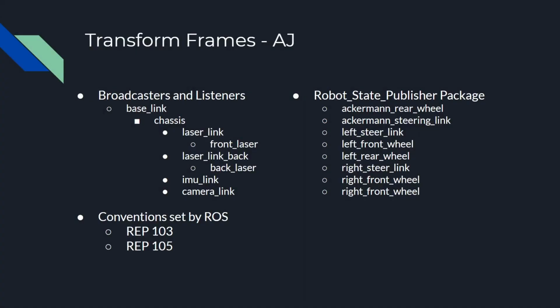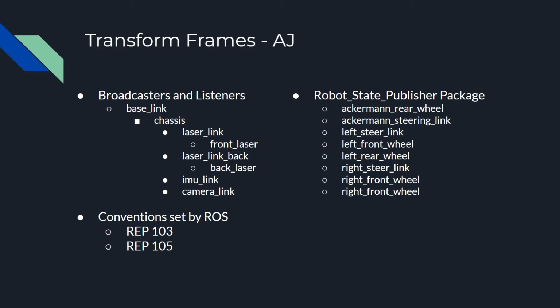Hi, my name is AJ Hennessy, and my work on Little Pig has been primarily focused on transform frames. The transform frame package lets the user keep track of multiple coordinate frames over time through broadcasters and listeners. I made broadcasters and listeners for each of the frames listed. The way they are listed is how they appear in the transform frame tree, meaning base link is connected to chassis, chassis is connected to laser link back, IMU link, and camera link.